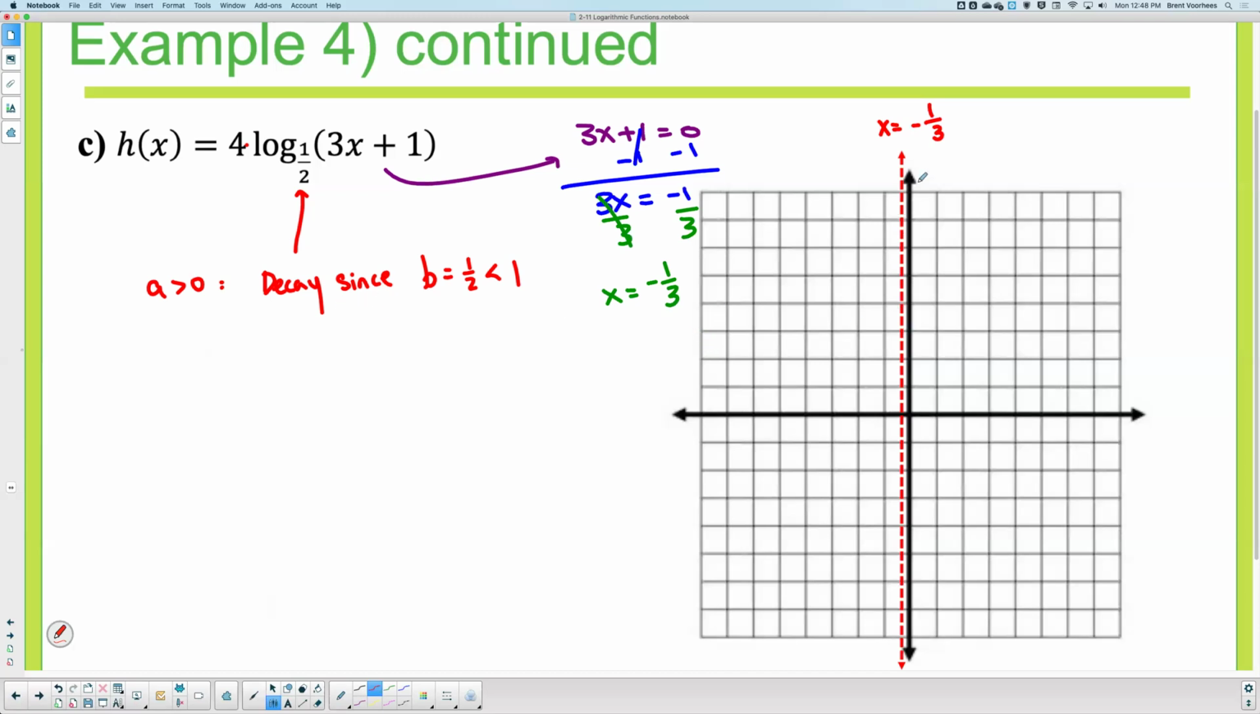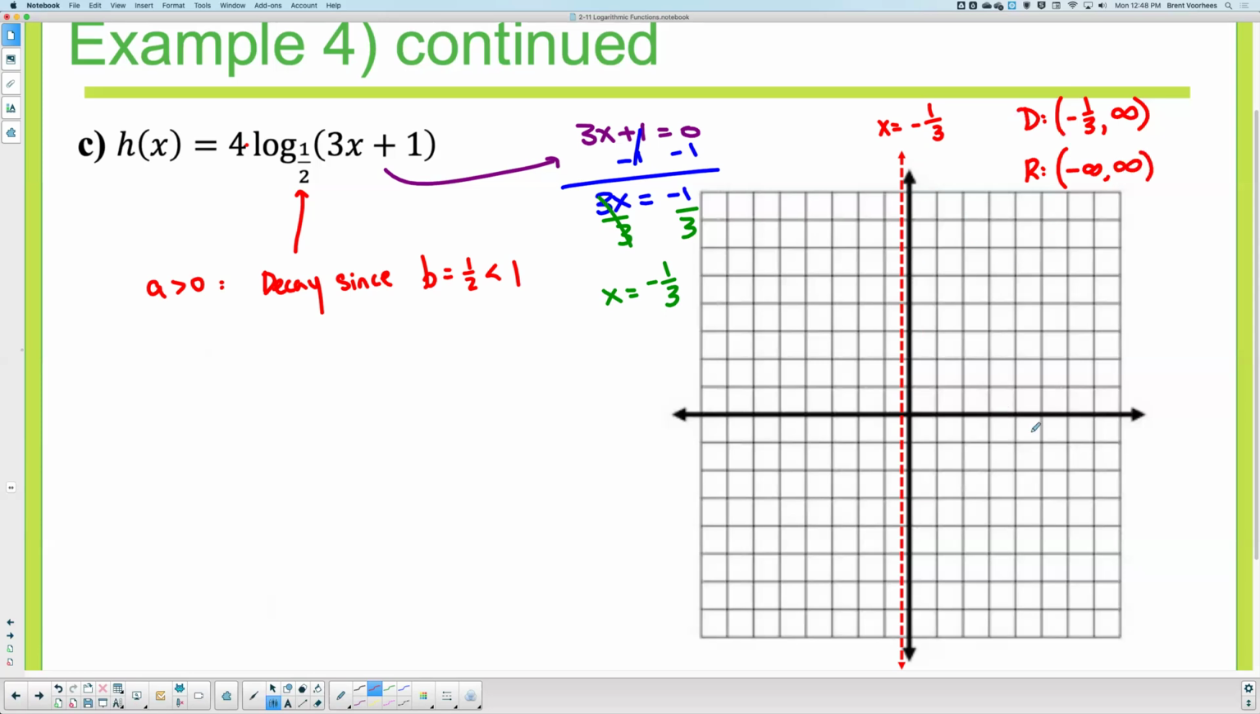This graph is decay, so it should be going down this way, like that. I think those are all the pieces you need to know by hand. I should have been doing domain and range, so I'm going to include that up here. The domain: how far left will this graph travel? Negative 1/3, and it's going to go forever right. Do you remember what the range will always be for a log? Negative infinity to positive infinity.